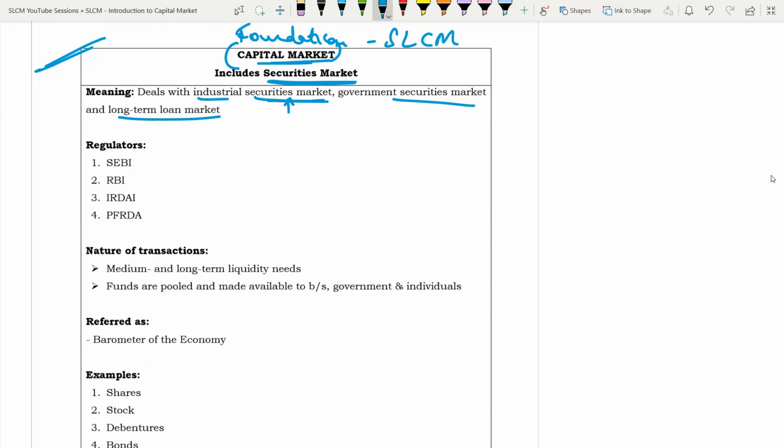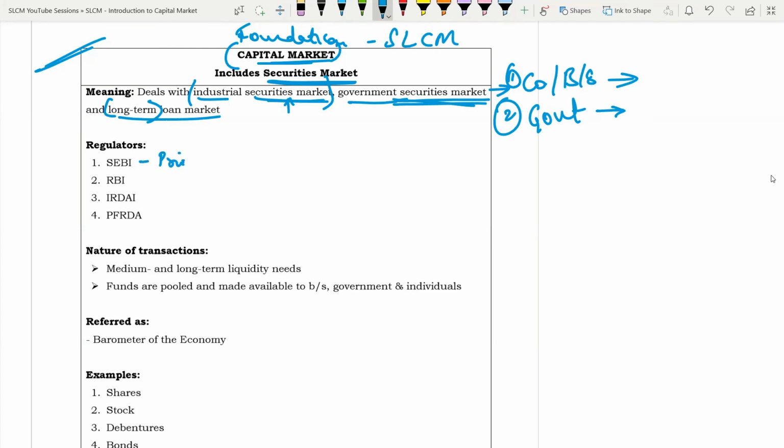In the securities market, like I told you, there are two kinds of issuers: either the companies or business entities, or the government. If the government is issuing securities, we call it the government securities market. And if any business houses or companies are issuing securities, we call it the industrial securities market. Overall, the capital market or the securities market is a long-term market where the investment is for a longer duration of time. Who are the regulators of this market?